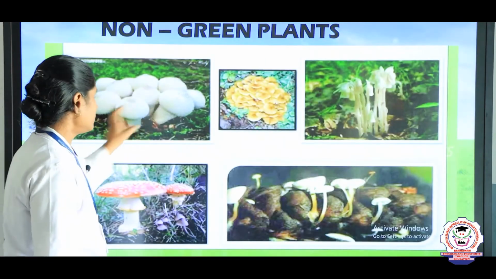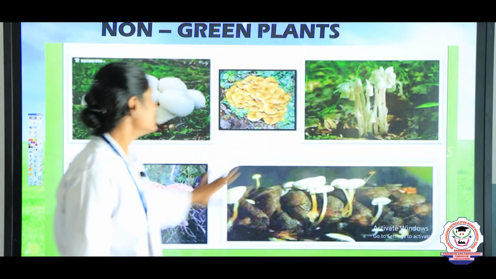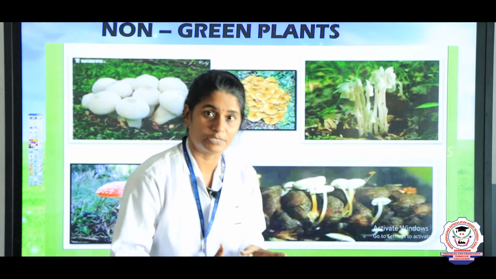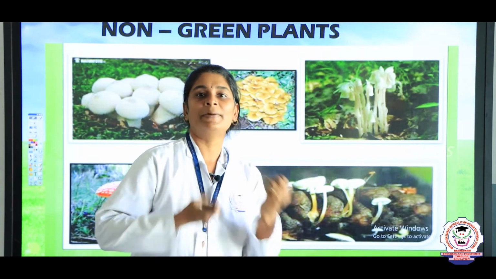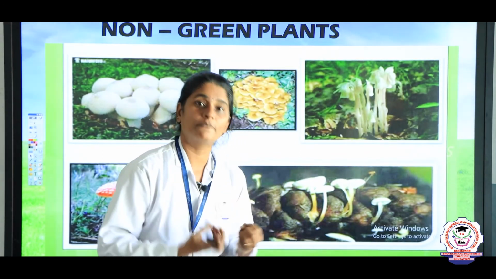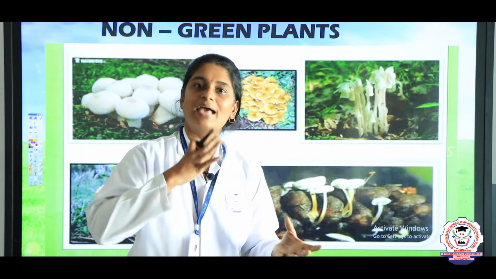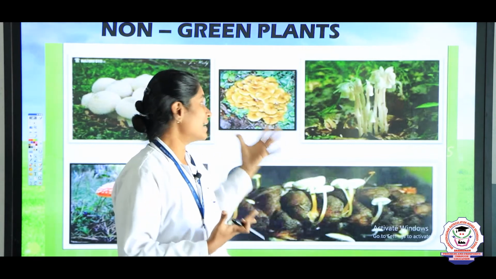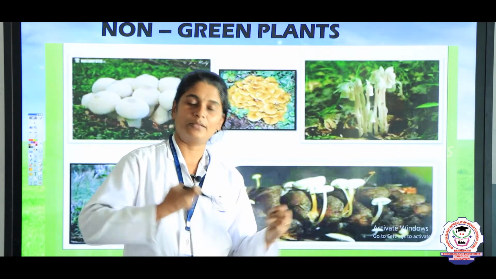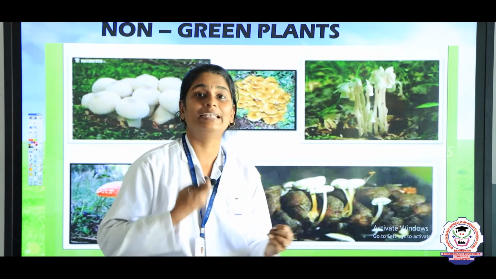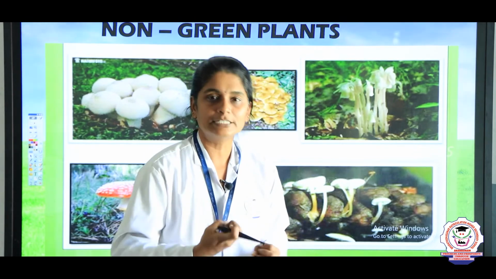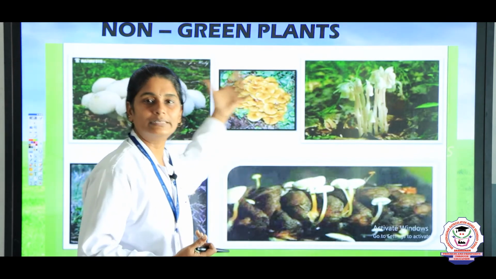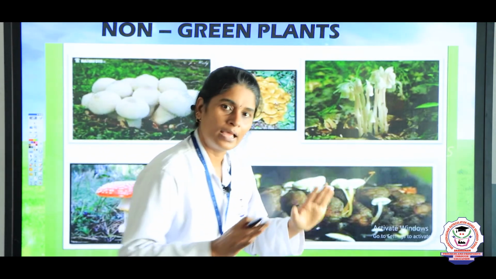Next, we are going to see non-green plants. The non-green plants are also called saprophytes. They are called saprophytes because they cannot prepare their own food, as there is an absence of chlorophyll. Once a plant does not have chlorophyll, it cannot prepare food, right? So these plants take their food from the dead plants and dead animals present in the soil. That is why they are called saprophytes or non-green plants, and they are not green in color.